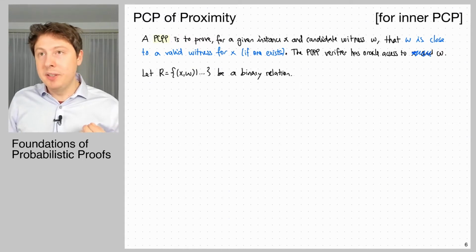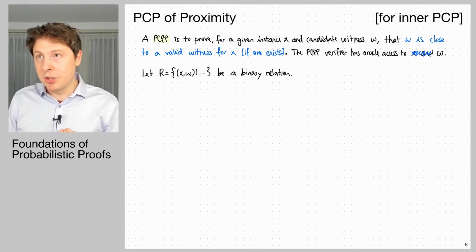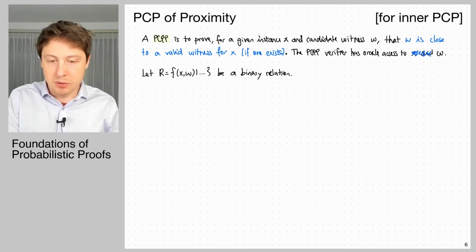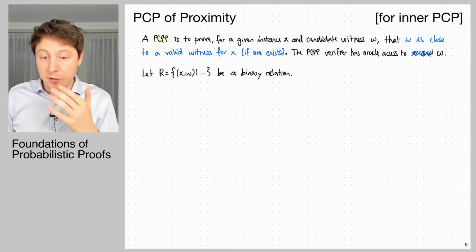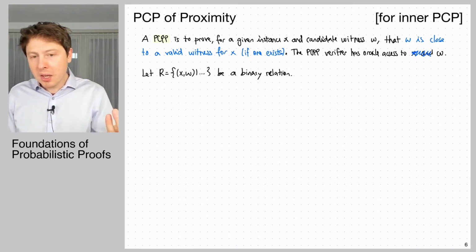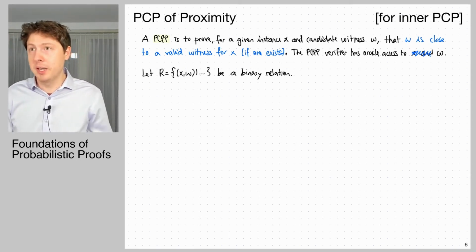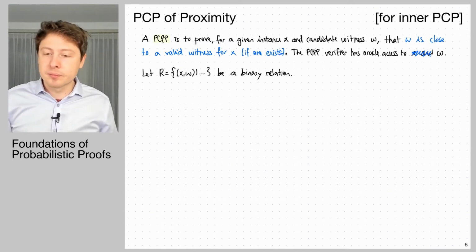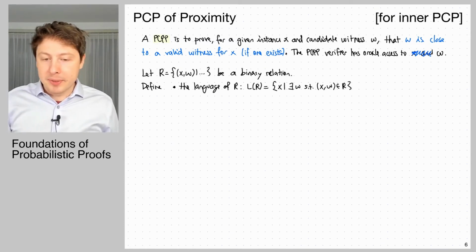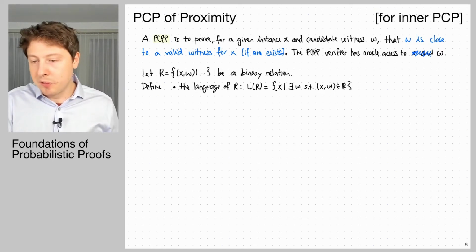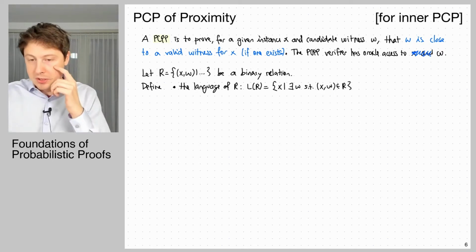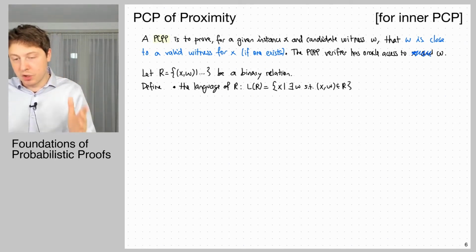Now, PCPs of proximity are not about languages, they're about relations, because you have to be able to talk about witnesses explicitly. So here is a relation of instances and witnesses. For example, you can think about circuits and satisfying assignments. We define the language of R by projecting on the first coordinate. That's just the notation: L of R, you just project on the first coordinate.